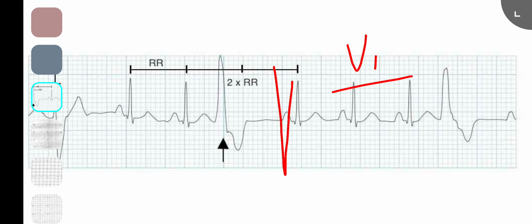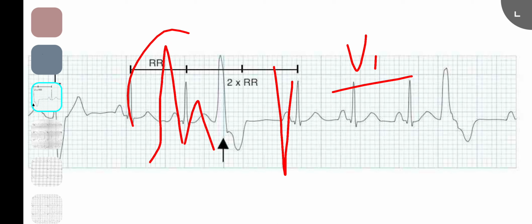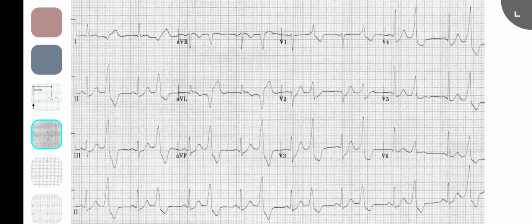And if you find an RBBB pattern in V1, in RBBB there's a dominant R wave in V1, an RSR pattern, so that's RBBB. This means that your PVC is originating from the left ventricle.